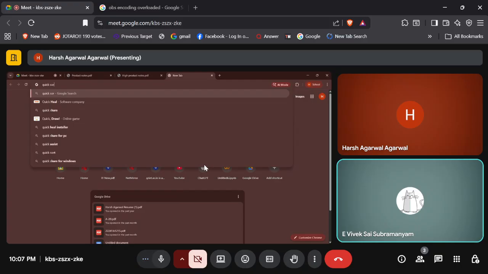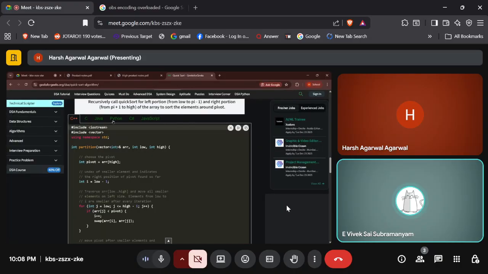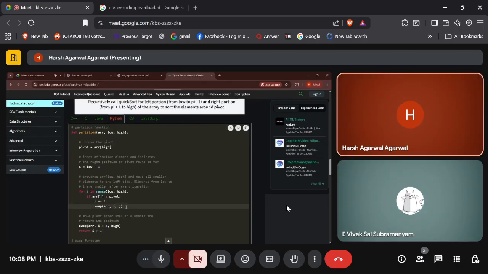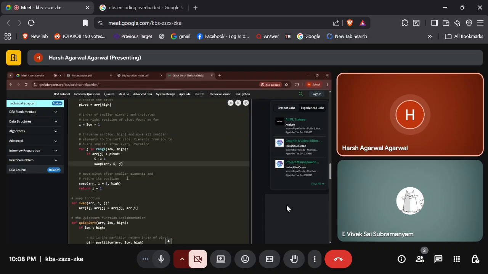What are we doing? If array of j is less than pivot, i plus equals 1. Then we are swapping those elements if it is less than the pivot. See, it's written: traverse from array of low till high, move all smaller elements to the left side, and elements from low to high are smaller after every iteration. Wait a minute, go down.